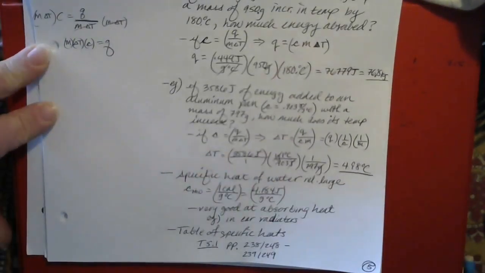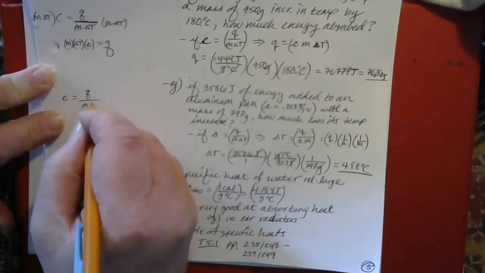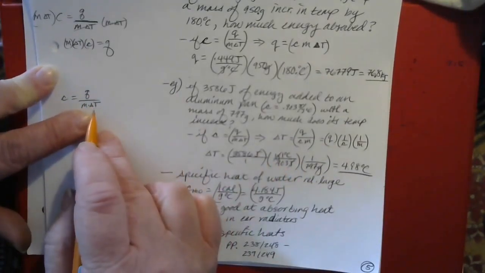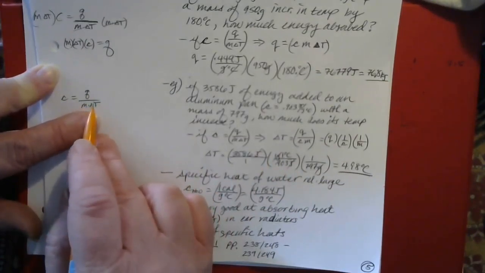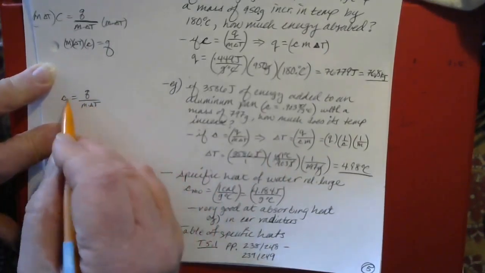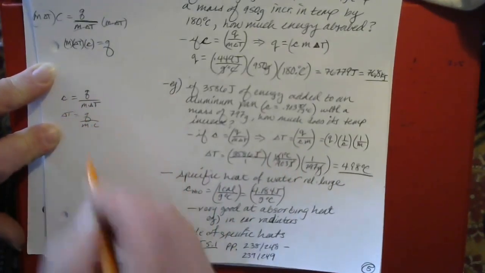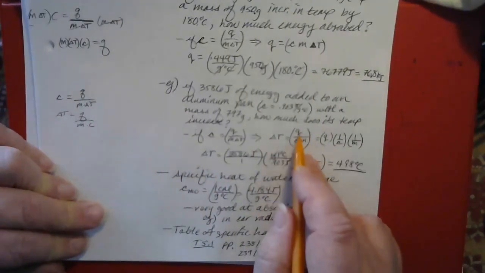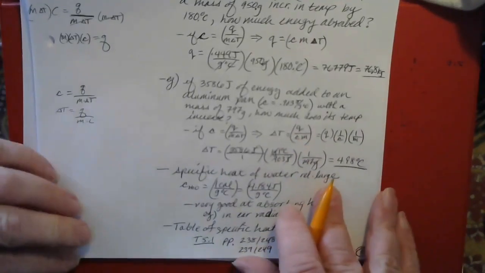Well, if C equals Q over M delta T, and we want to solve for delta T, that's actually fairly easy because when you're solving for something that's in the denominator of a fraction, you can just switch it with whatever's on the other side of the equation. So we switch delta T with C, and we end up with delta T equals Q over M times C. And that's exactly what we got here. Delta T is Q over C times M or M times C. It doesn't matter which order you do it in.